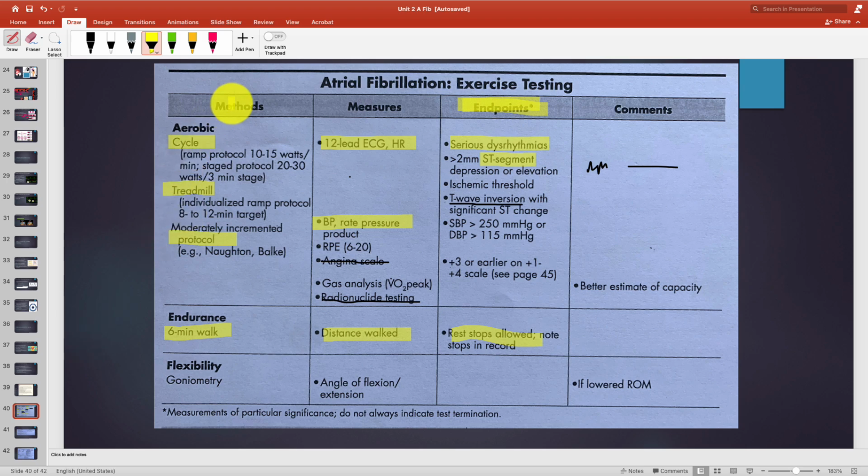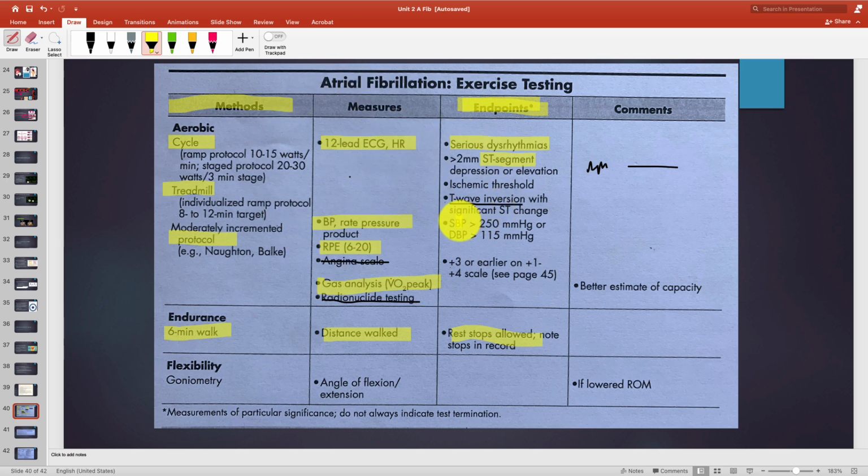So all I want you to take from this is, yes, we can do this in a clinical setting. We can do exercise testing to determine how bad their AFib is. We can use a cycle. We can use a treadmill. If we're going to use these two things primarily, we could do a 12-lead ECG. We could take blood pressure. We can also do rate of perceived exertion, and we can do this oxygen exchange. So we would like to do all of these things together. This is what a stress test is, right?